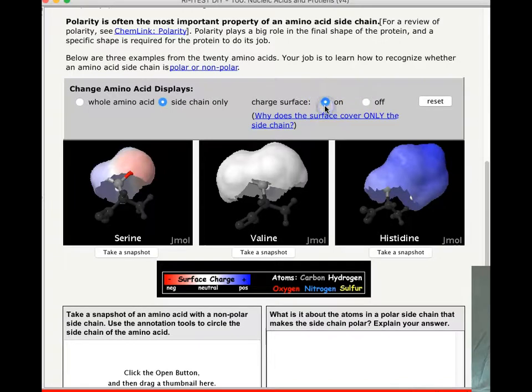So let's turn surface charges on. And you can see from the surface charge decoder down here that there's some with slight negative charges, there's some with very positive charges on histidine here, and valine doesn't have any charge, it's nonpolar.